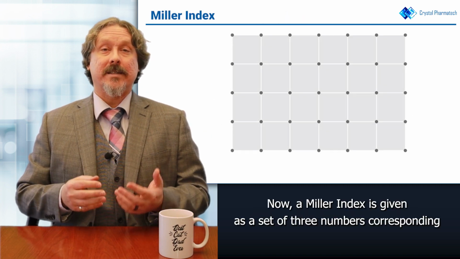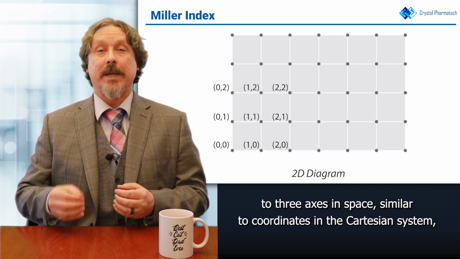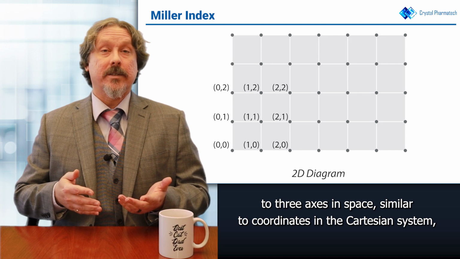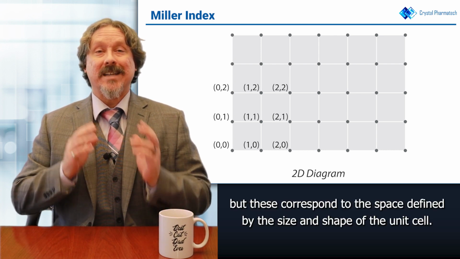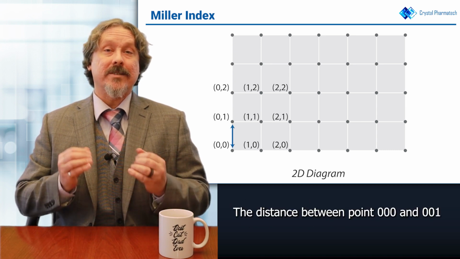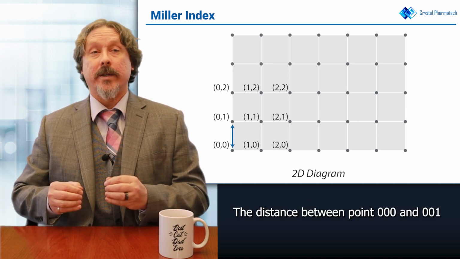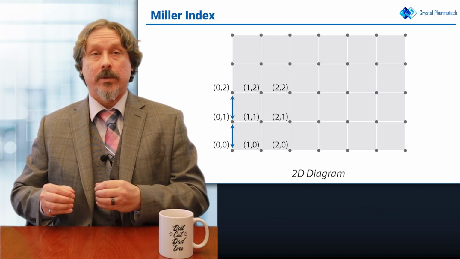Now, a Miller index is given as a set of 3 numbers corresponding to 3 axes in space, similar to coordinates in the Cartesian system. But these correspond to the space defined by the size and shape of the unit cell. The distance between point 000 and 001 is the same as 001 and 002.